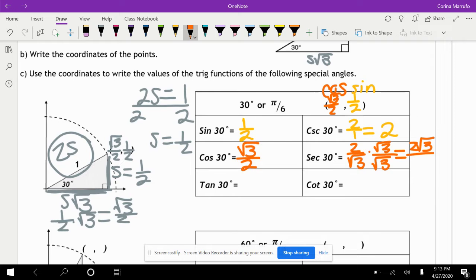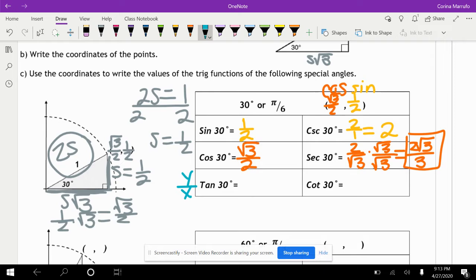And then on the bottom, the square root of 3 times the square root of 3 is just 3. Okay, so that's the solution for secant of 30. All right, the next one, tangent of 30. So remember, for tangent, you have to take your y value and divide it by your x value.